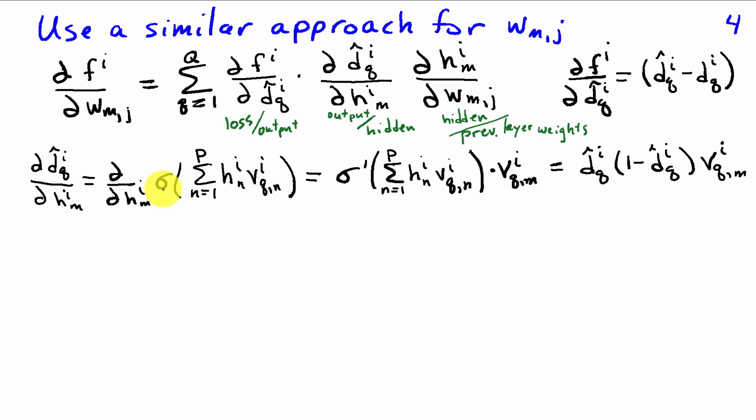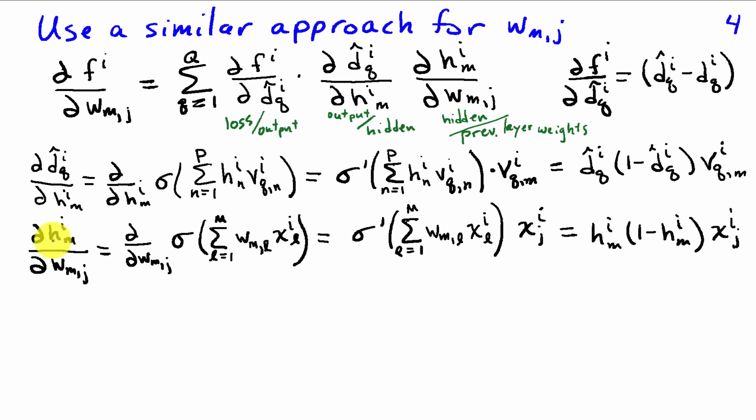So again, we're going to be taking the partial with respect to sigma, and that's going to be the derivative of sigma, sigma prime, times the derivative of the input to the activation function, which is just a simple linear sum. So when I differentiate this sum with respect to h sub m sup i, I get v_q,m. Then I have the derivative of the activation function evaluated at that argument, and again, as we did on the previous slide, that is the product of the predicted label times 1 minus the predicted label. So that takes care of the second derivative, and now we've got to find this third derivative.